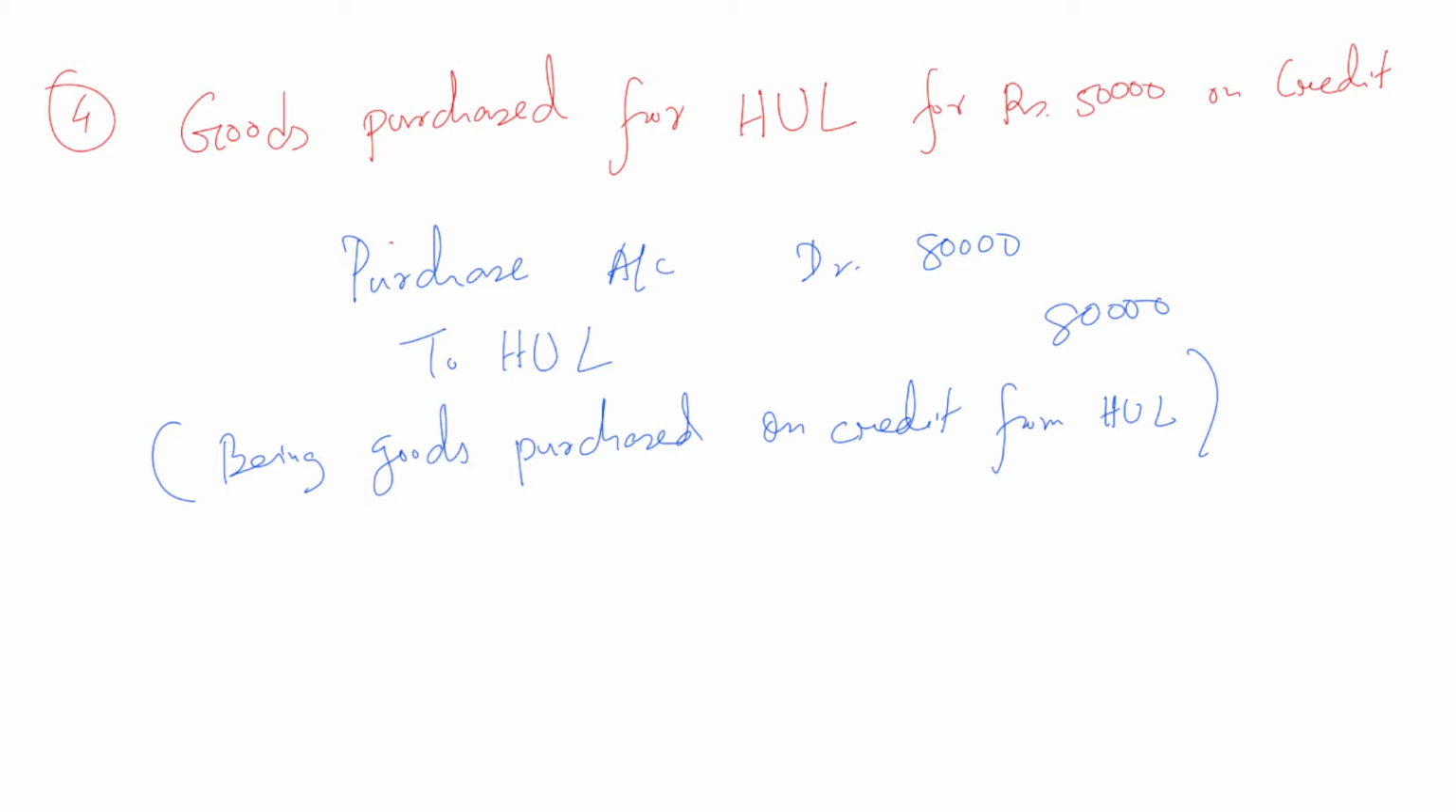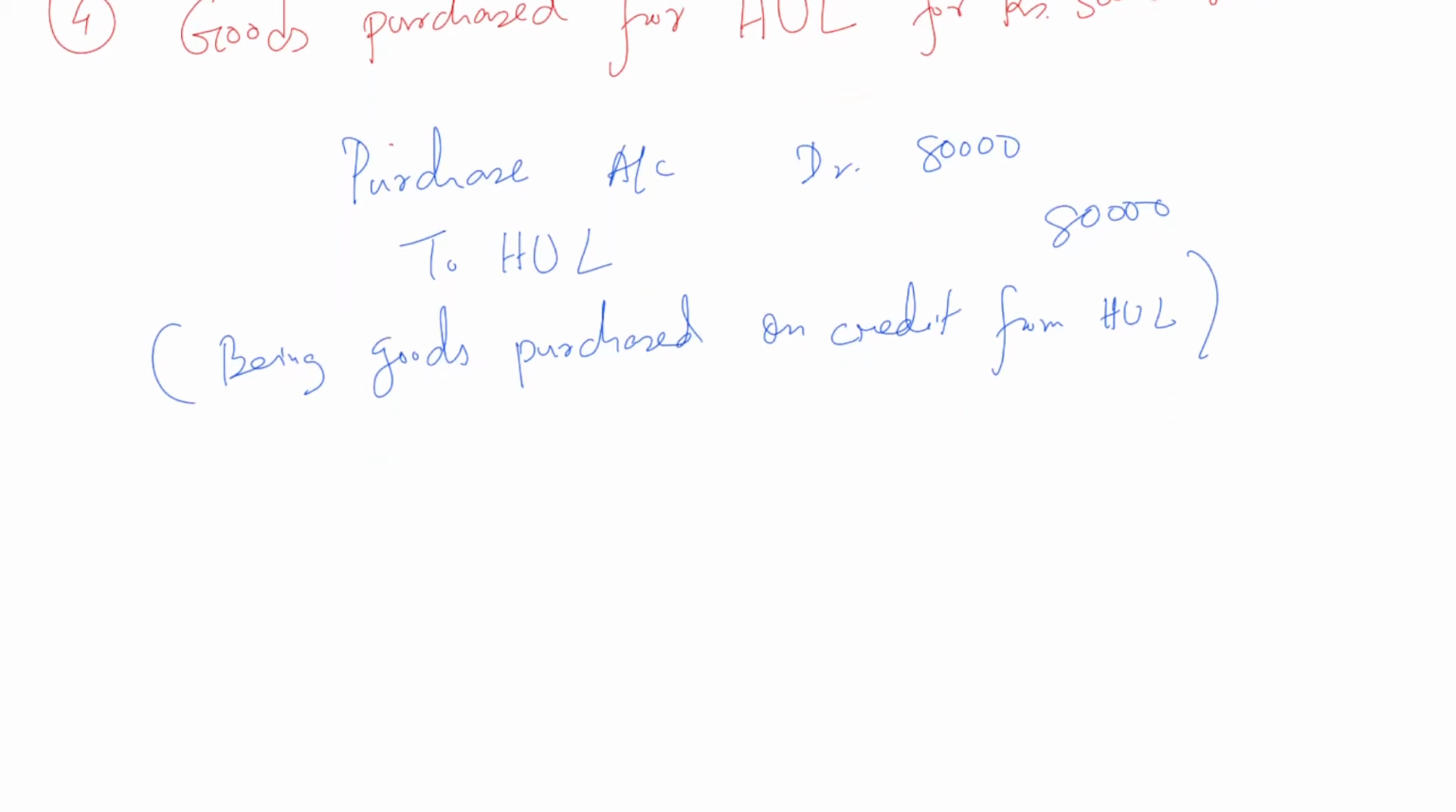Now we have done some purchases. Let us sell some goods now. Say for example, fourth January, now we are starting the sale. Sold goods worth rupees 20,000 in cash. What will be the journal entry?